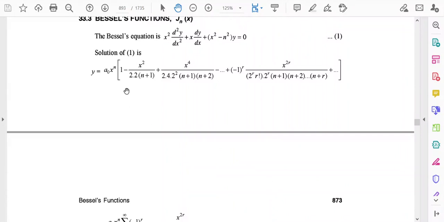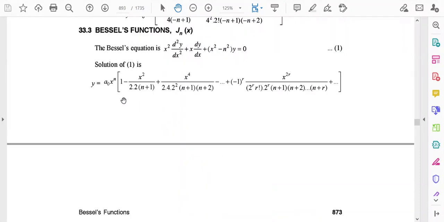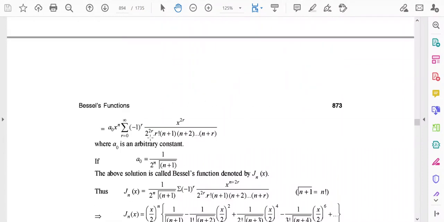This is the solution, and we can write this solution in summation format. So in summation format, the structure of the solution will be like this: a0 x to the power n, sum of r equal to 0 to infinity, minus 1 to the power r x to the power 2r divided by 2 to the power 2r, r factorial, n plus 1, n plus 2, in this way up to n plus r. So actually this expression can be written in a summation format like this.